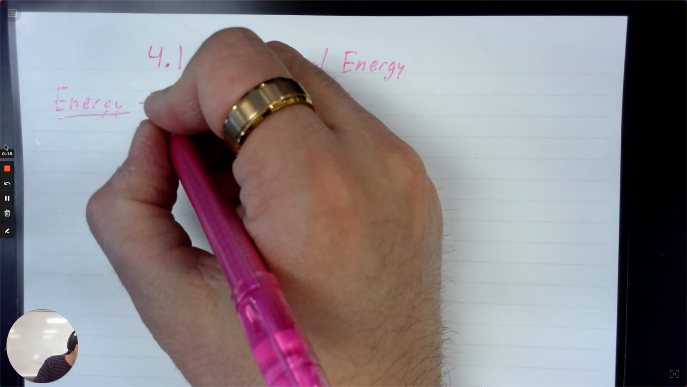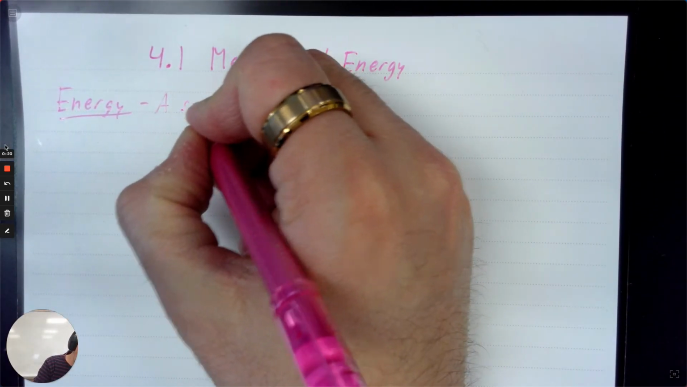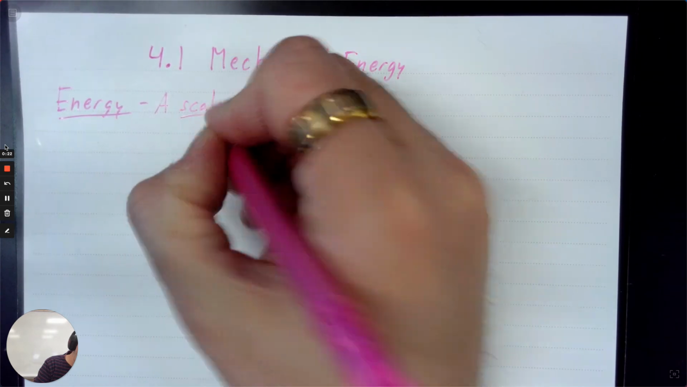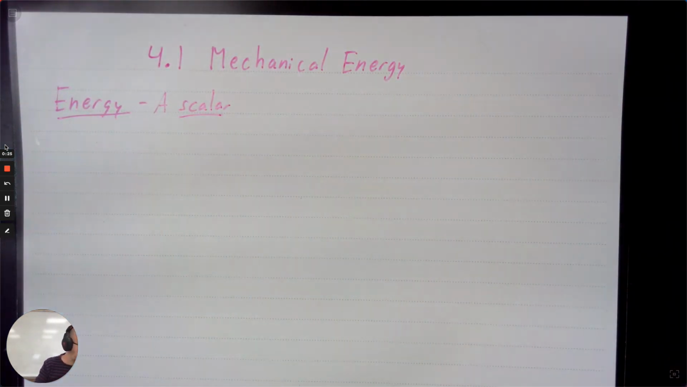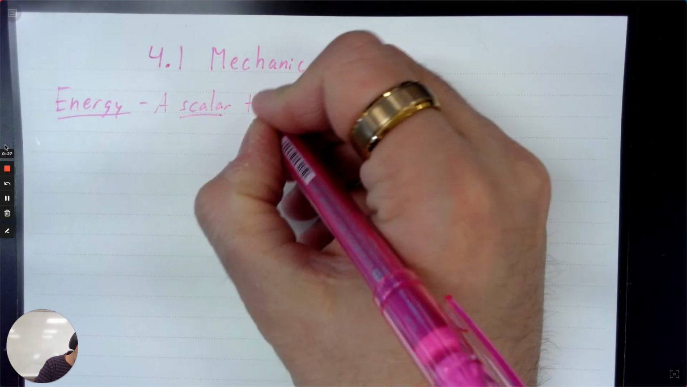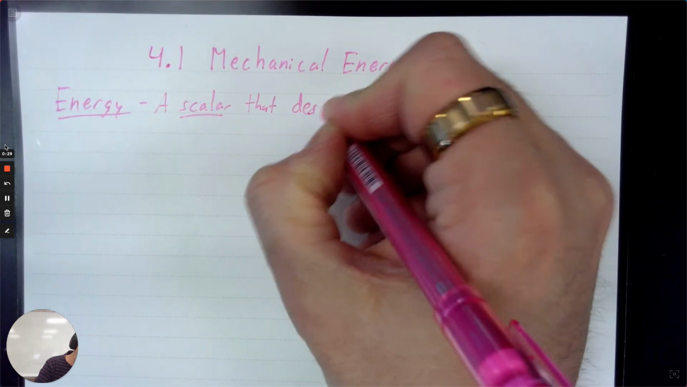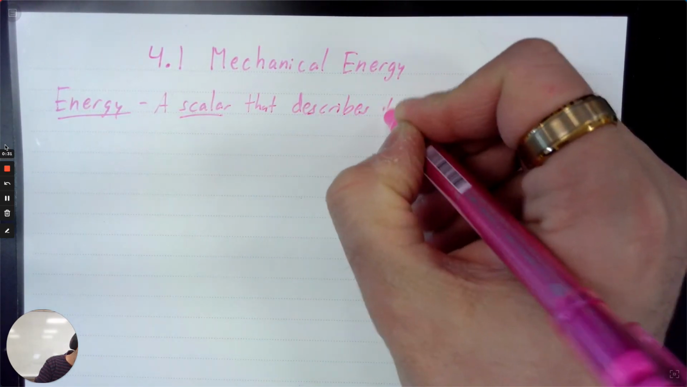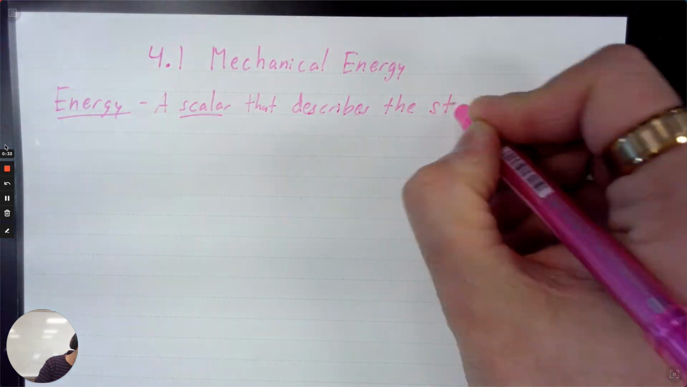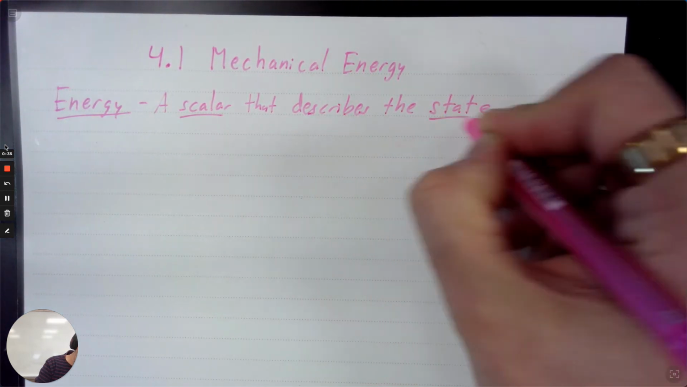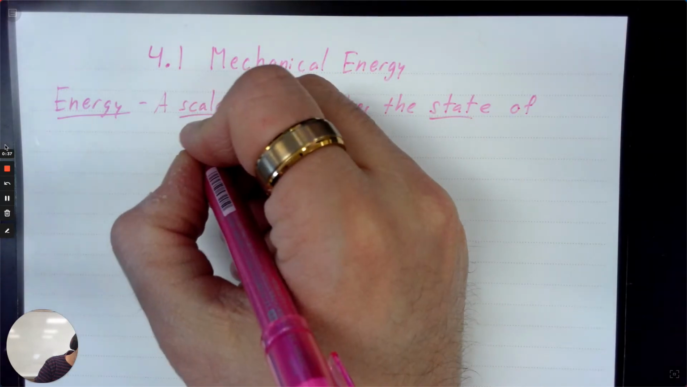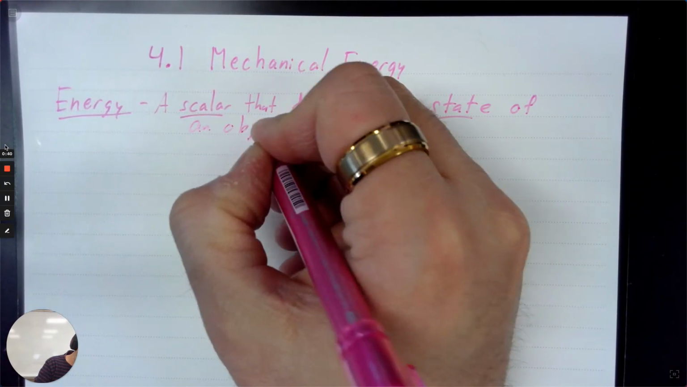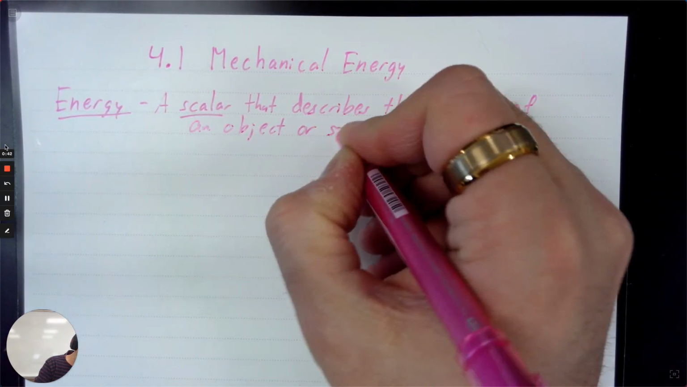So energy is defined as a scalar quantity, meaning it just has a magnitude, it's not associated with any direction, that describes the state something is in. And so I'll talk about that in a minute. The state of an object or system.